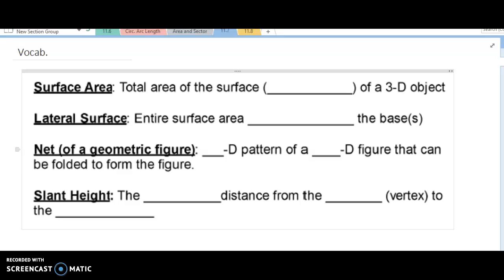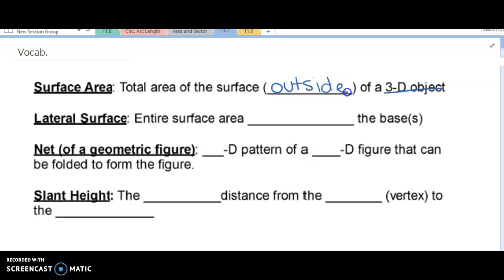Alright guys, so this is the video for section 11.7, and in this video we're going to talk about volume and surface area of cones. Okay, so first of all, let's introduce what surface area is. Surface area is the total area of the surface of a three-dimensional object. When I say surface, I'm thinking it's like the outside shell.